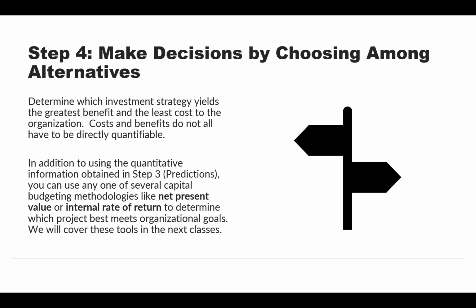You have all that quantitative information you obtained in step 3. You've looked at your budget numbers, you've made your predictions. Then you can use one of the capital budgeting methodologies, something like net present value or internal rate of return, to determine which projects best meet your goals. We're going to cover those in later classes, actually in a couple of days.